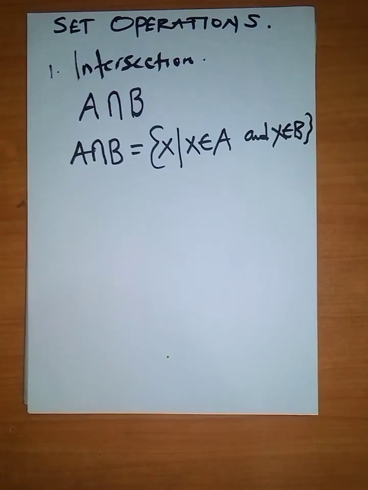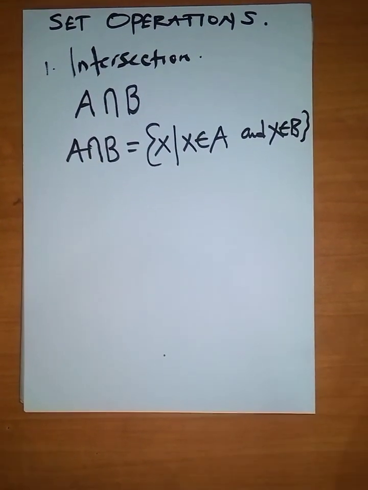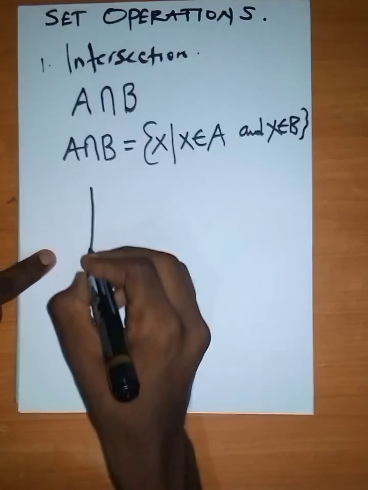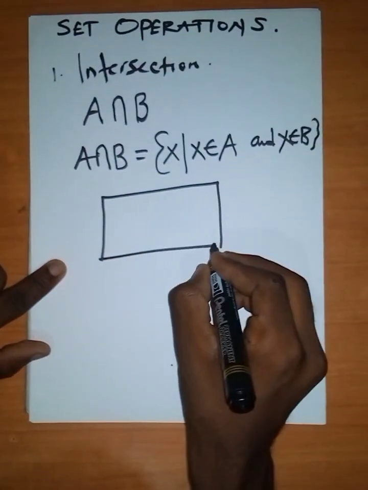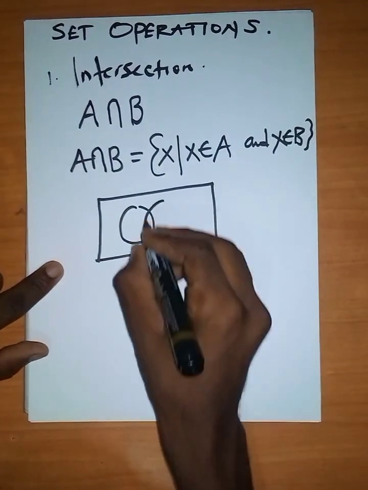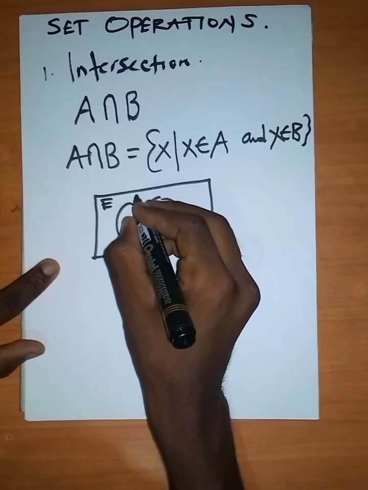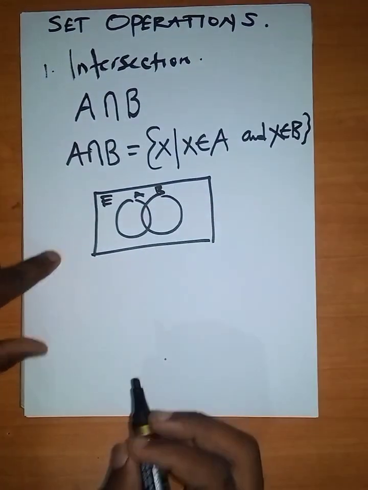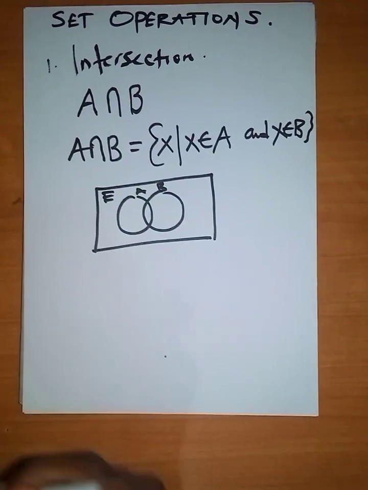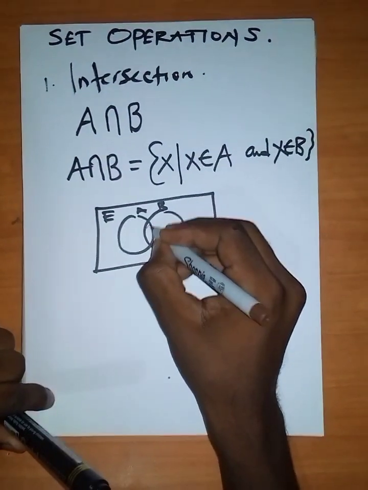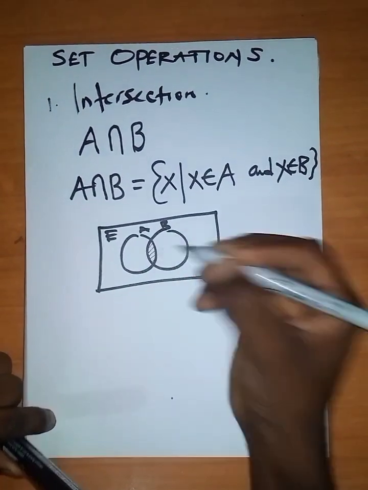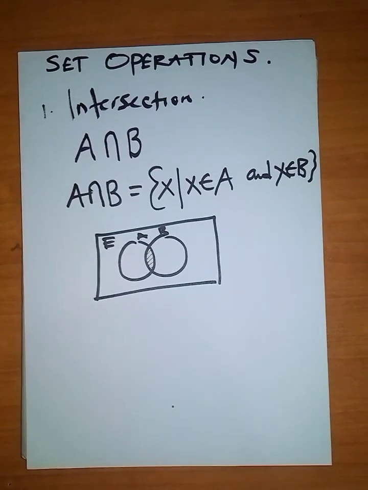If we are to present this in a picture, we've got these two sets, set A and set B, and this is a universal set. The elements that we are looking at right now are these elements, the ones found at this point. We are looking at elements that are common to both sets.